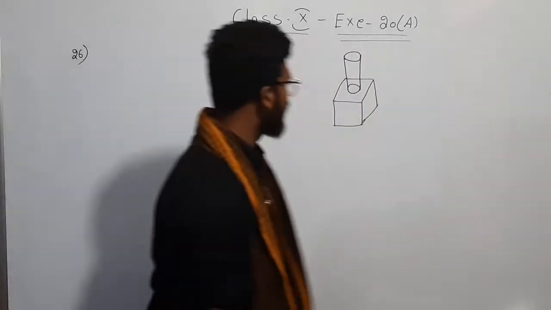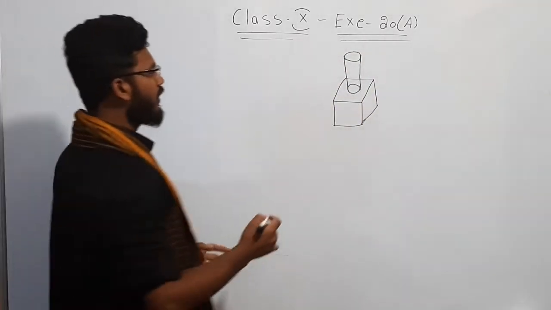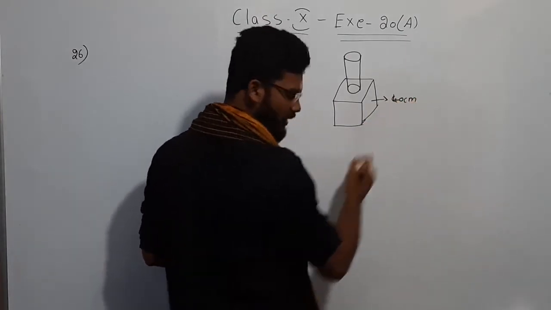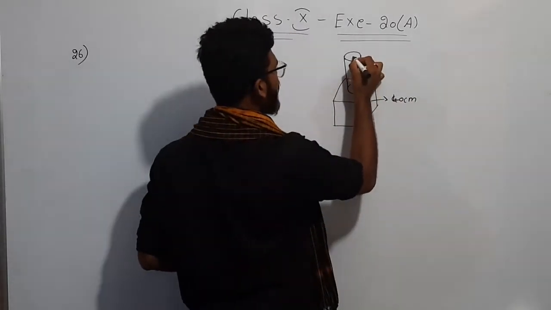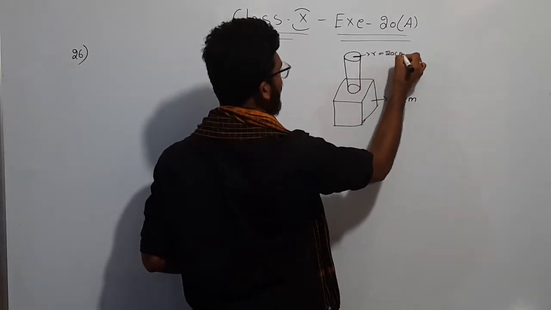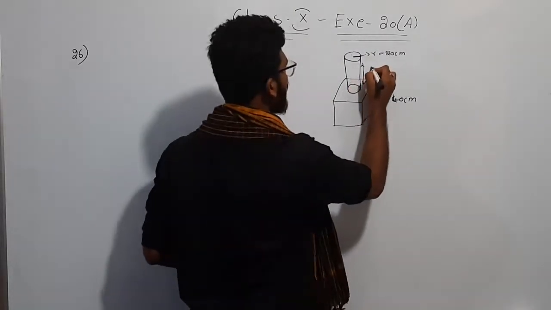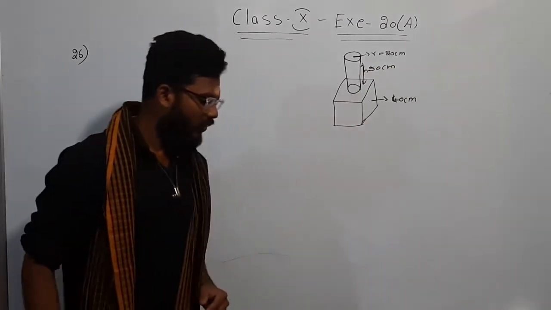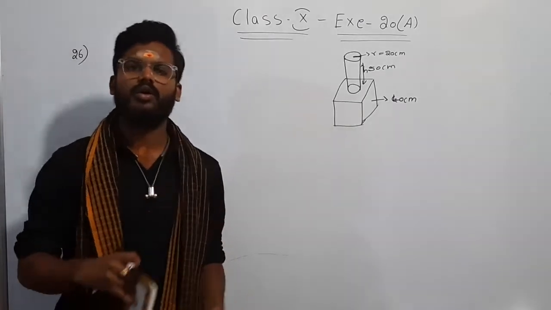See here, this total is a solid figure. It is formed from a cube of side 40 centimeters and a cylinder of radius 20, r is 20 and height. The height of this cylinder is 50 centimeters. So here what they are asking, find the volume and total surface area of the whole solid.